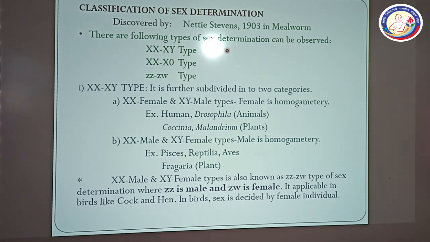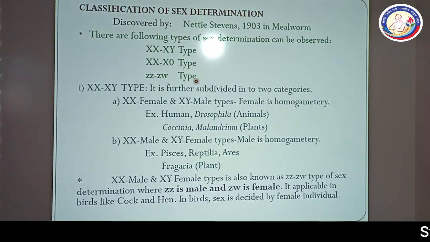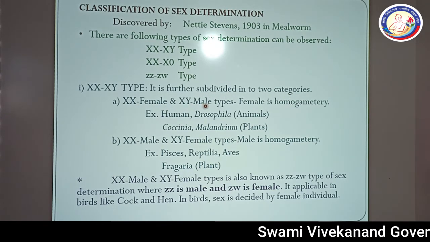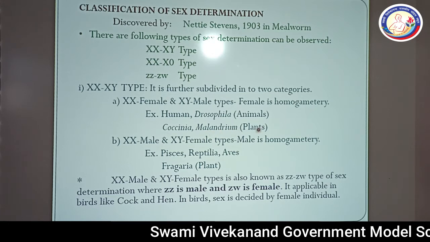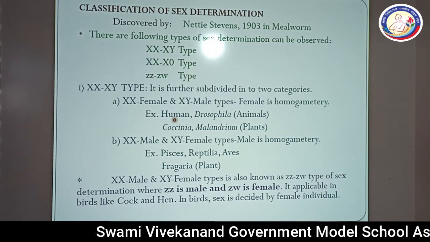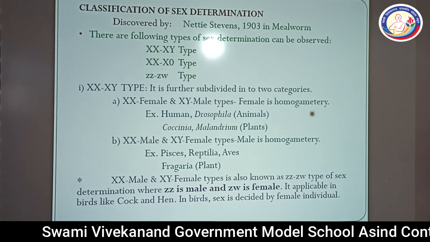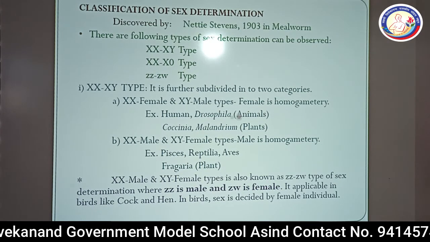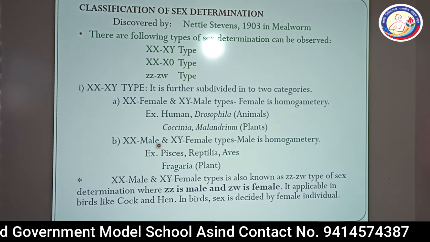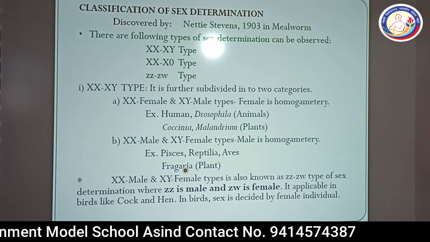The following types of sex determination can be observed: XX-XY type, XX-X0 type, and ZZ-ZW type. So come to the first, XX-XY type. It is further subdivided into two categories: XX female and XY male. This is found in human beings, in Drosophila, in Coccinia and Melandrium. Coccinia and Melandrium are plants, while human and Drosophila are animals. So female is homogametic here. So homogametic female is seen in this type, while in XX male and XY female type, male is homogametic.